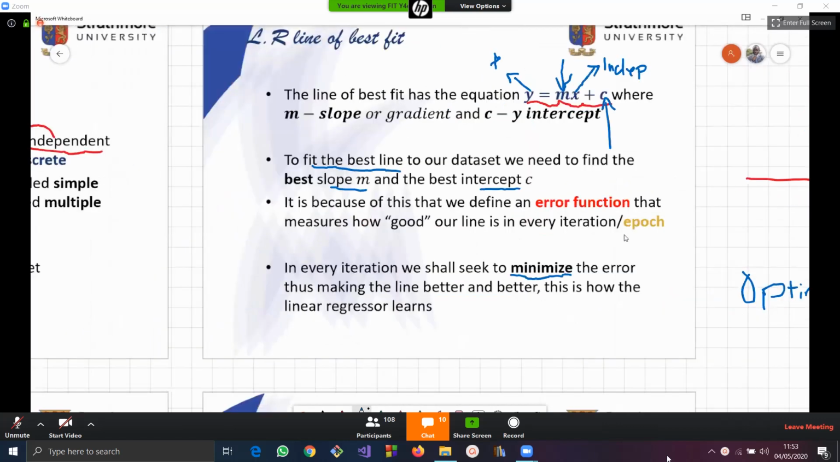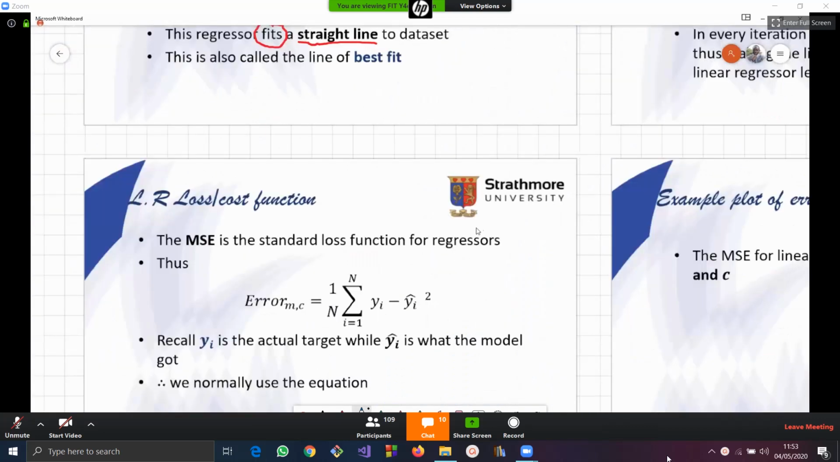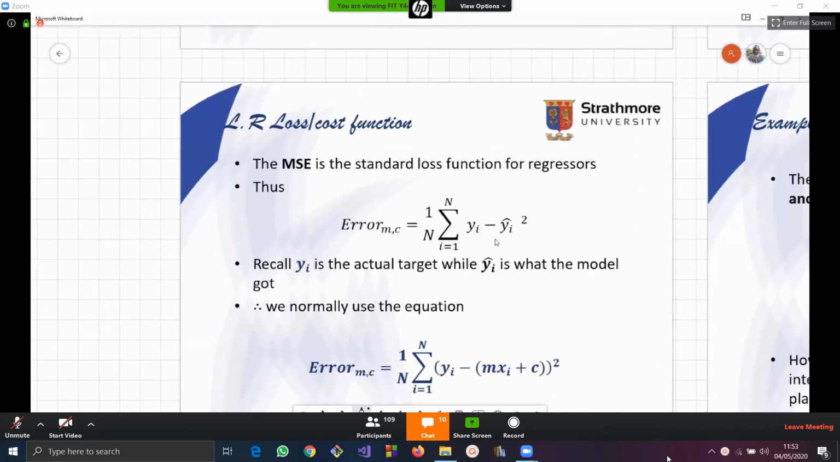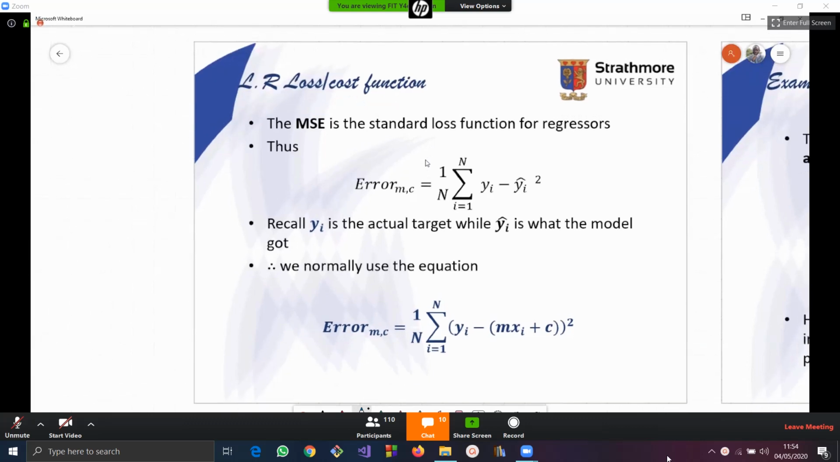Good. Then we are going to call iteration epochs. That's the name that is normally used mostly. So for linear regression, we are going to use the mean squared error. Later on, as I discuss how to come up with a machine learning model, one of the things that you have to choose is your loss function. It is just the difference between the actual minus the predicted.